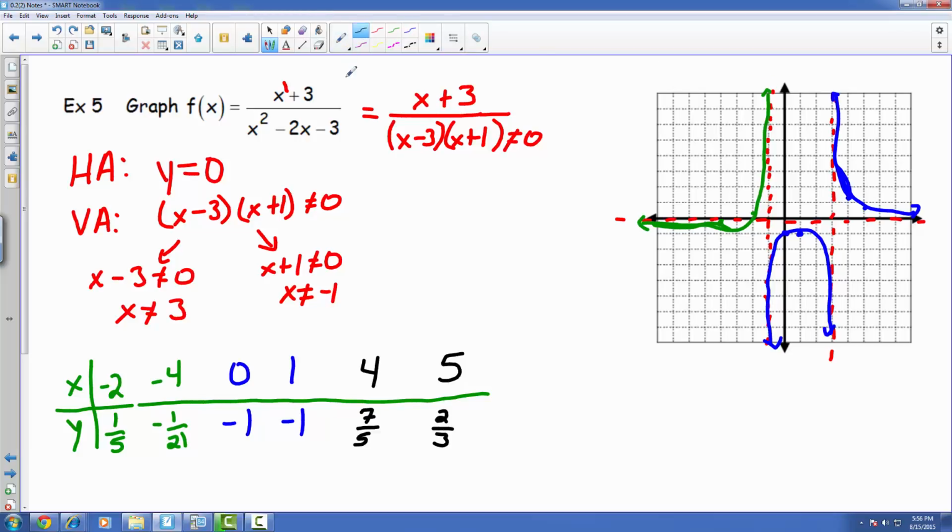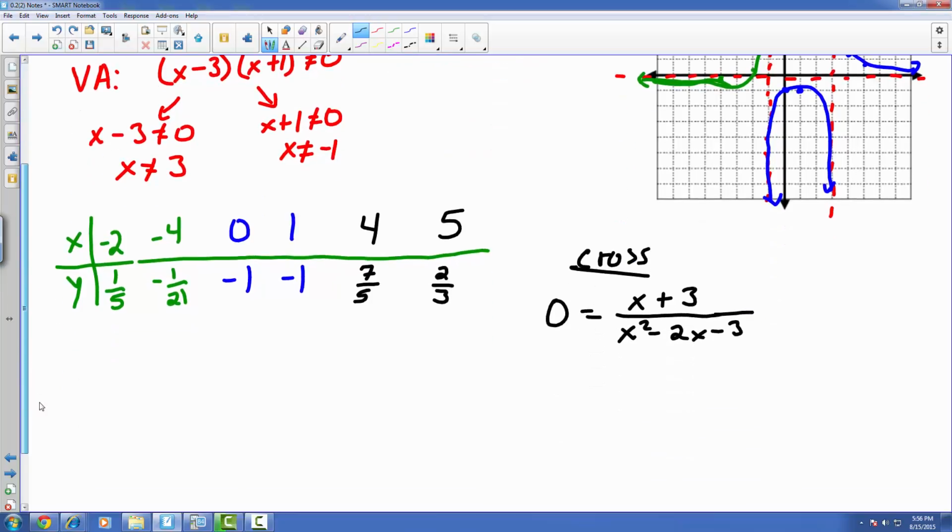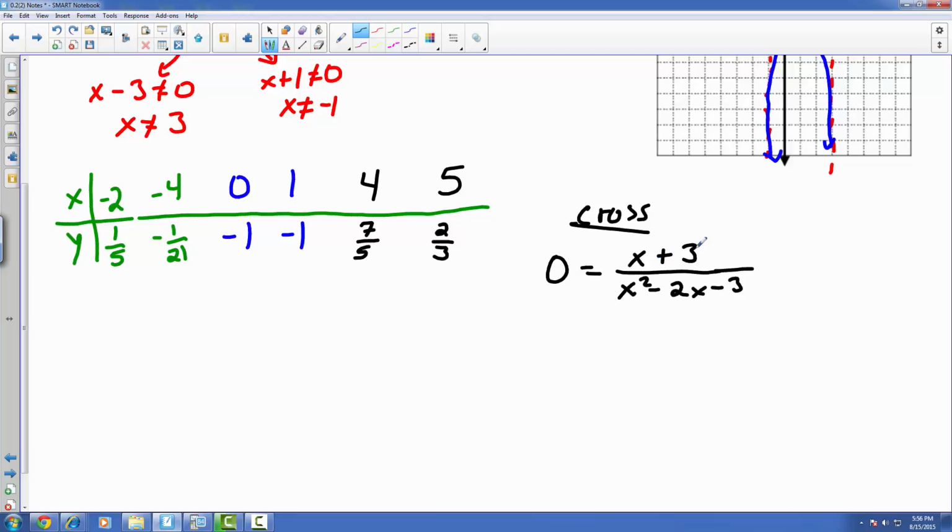Now let's algebraically prove where that cross actually occurs. For the cross, we know that our horizontal asymptote is 0. So instead of this f of x, which again is y, we can throw 0 in here for that y value. So we have 0 equal to our rational function, x plus 3 all over x squared minus 2x minus 3. And now all we have to do is solve for x.